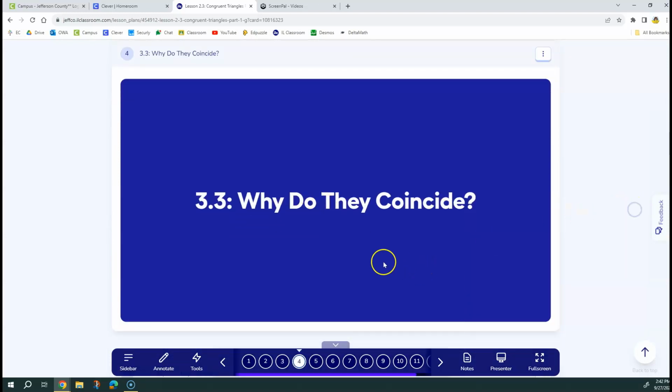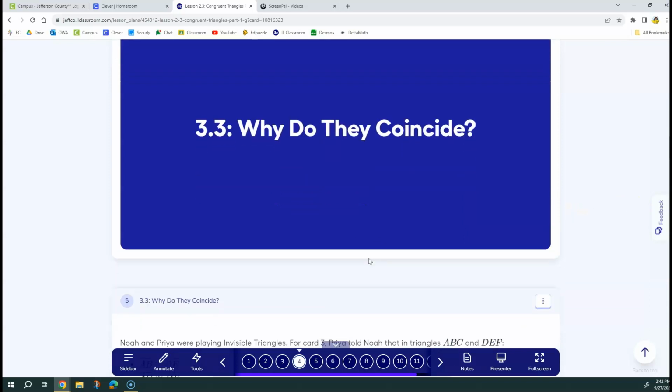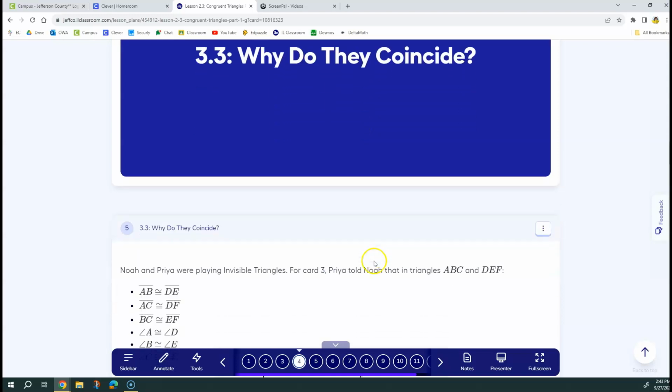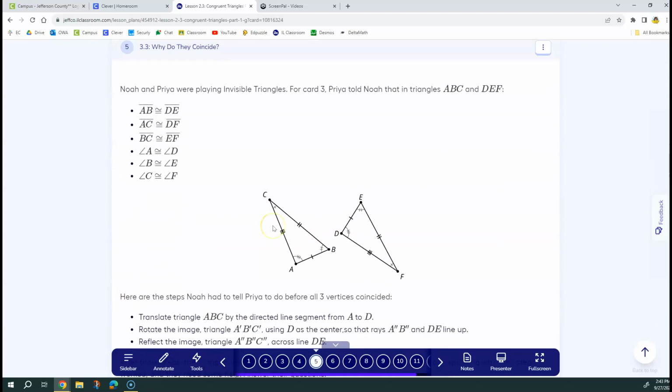Okay. Why do they coincide? Coincide means match together, go together. Noah and Priya were playing invisible triangles. I don't know why one would play invisible triangles, but if that's your game, so be it.